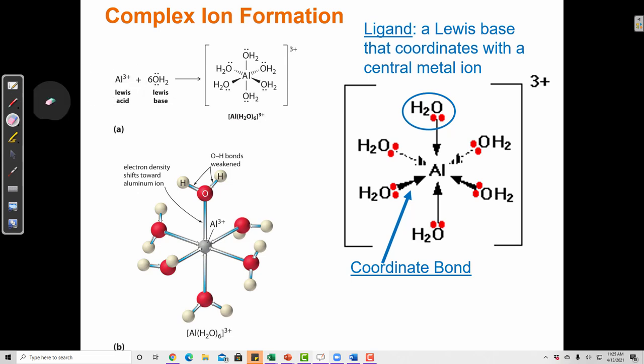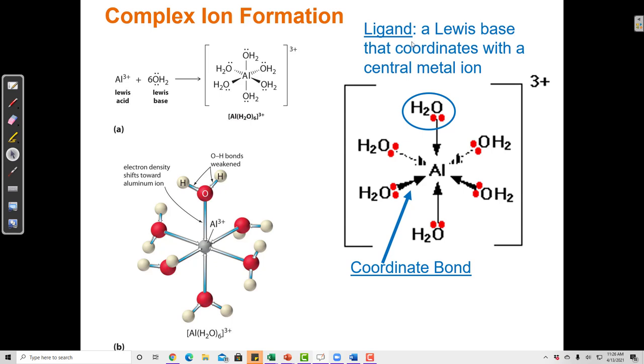And again, you can see that the ion itself has a 3 plus charge, the aluminum. Water is neutral. So when I put all of these waters around the aluminum, it still has a 3 plus charge. The charge didn't change. I didn't add any minuses. So here again, these are coordinate bonds. 1, 2, 3, 4, 5, 6 coordinate bonds in this complex ion. A coordinate bond meaning that the water is donating both electrons. The aluminum is not donating any.